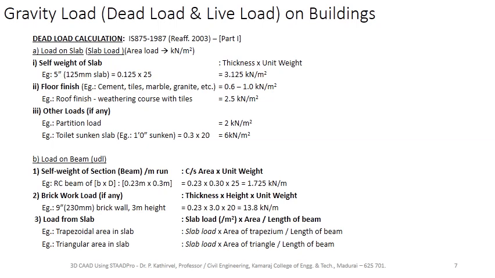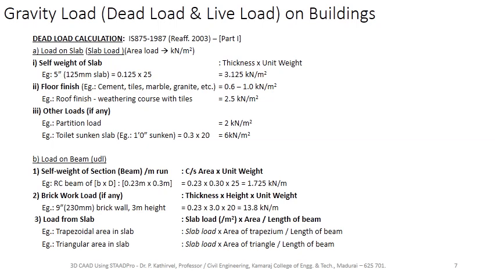Self weight of the slab is found by multiplying the thickness into its unit weight, which is generally taken as 25 kN/m³ for RCC. An example is shown for a 5 inch slab of 125 mm thickness, which is 0.125 meters. The self weight is 0.125 into 25, which comes to 3.125 kN/m².